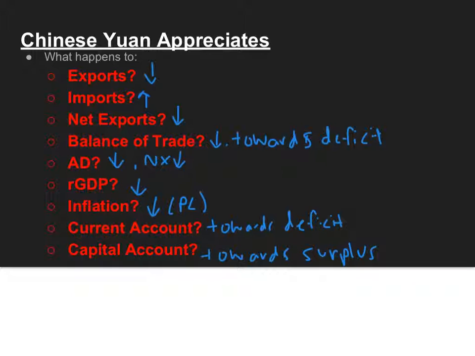Aggregate demand is going to fall because of the shift factor of net exports falling. Because aggregate demand falls, real GDP falls, as well as price level and inflation fall because they move in the same direction. The country's current account is going to move towards a deficit, and the capital account is going to move towards a surplus since those are counteractive in nature. So these are several of the effects of the yuan appreciating.